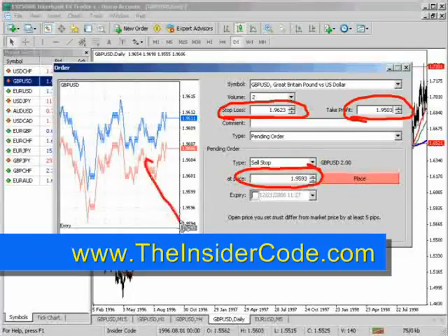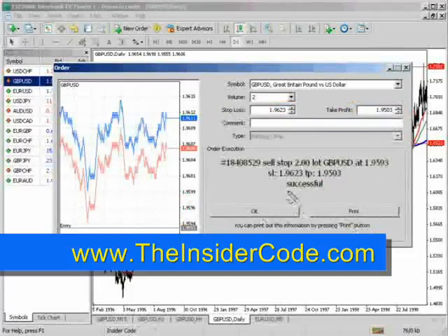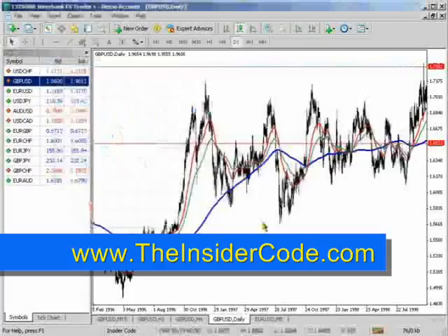Now, once price gets down here, then the position will execute, so we'll sell 2 more lots with a stop and a profit. So we go ahead and just click place, and there you can see it's successful. Go ahead and click OK.